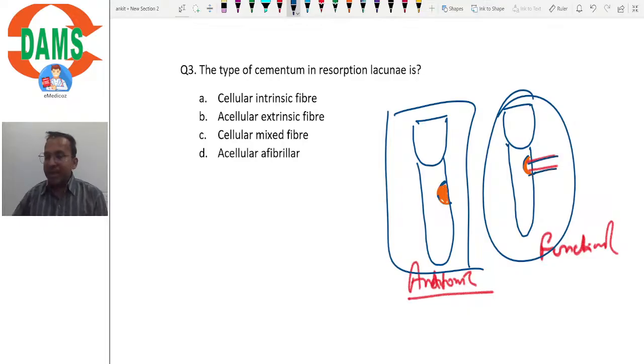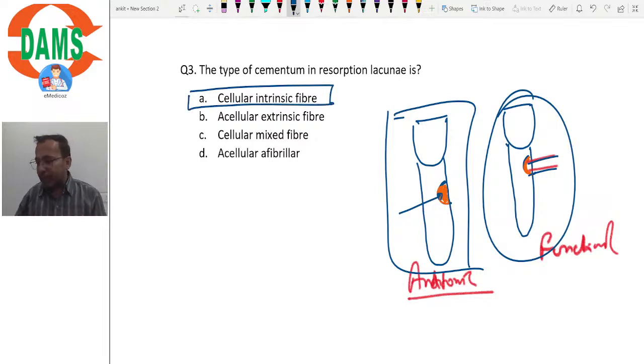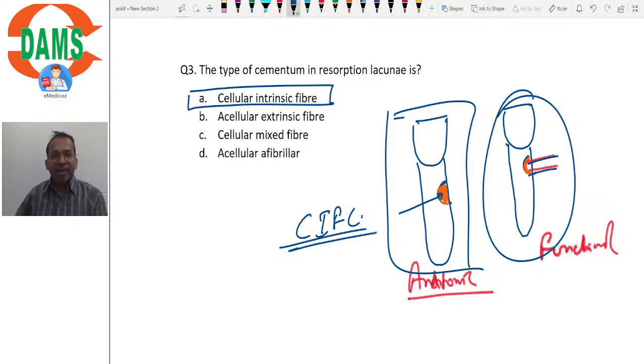Since the PDL is inserting there, cellular mixed fiber cementum is definitely there. There might be a layer of cellular intrinsic fiber cementum. In case of anatomic repair, we can say with 100% surety that whatever cementum is filling this lacunae is definitely cellular intrinsic fiber cementum, because it is not giving any attachment to the PDL, right? So the correct answer here would be cellular intrinsic fiber cementum. And the condition that we need to keep in mind while solving this question is anatomic repair, not the functional one, right? So let's go to the next question.